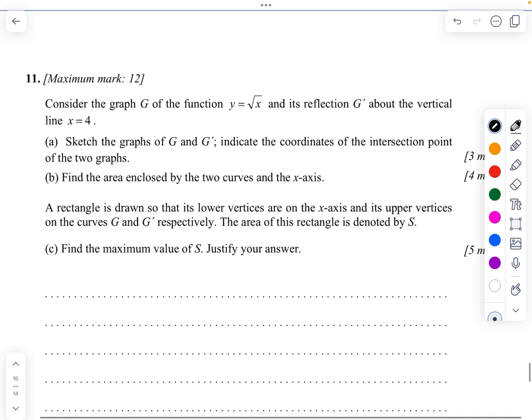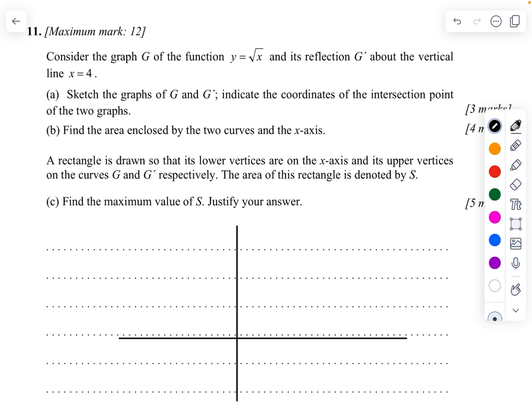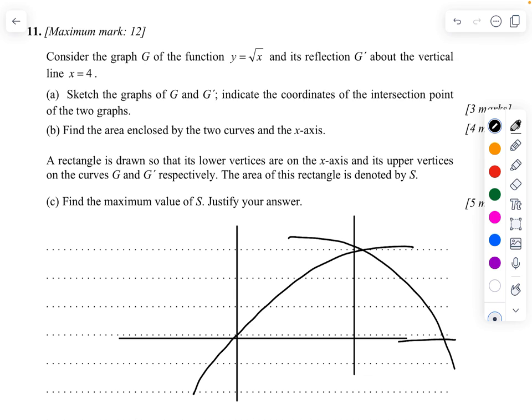Question number 11. Consider the graph y equals square root of x and its reflection on x equals 4. Square root of x looks like this. x equals 4 is over here and its reflection will be in this way. This is x equals 4. If x equals 4, this value will be equal to 2.